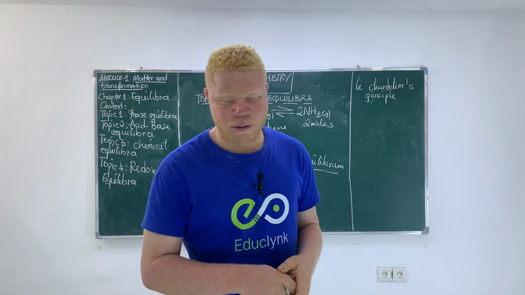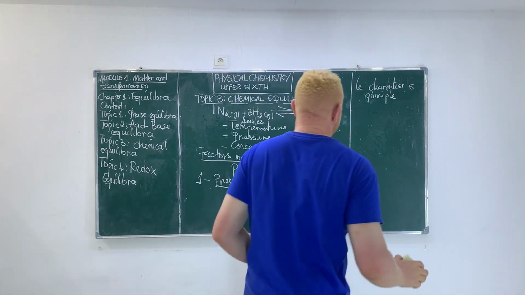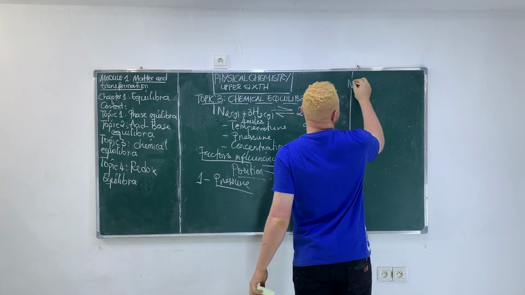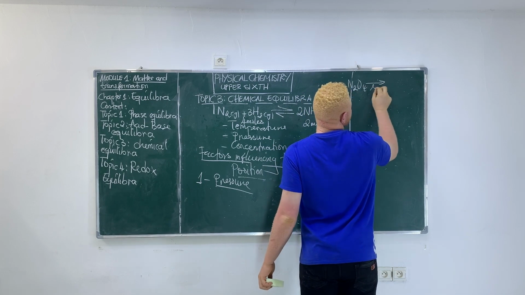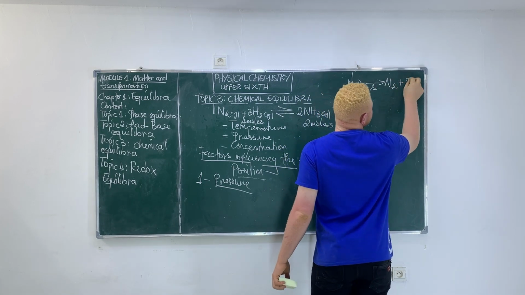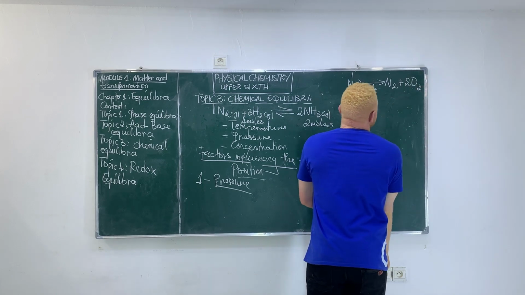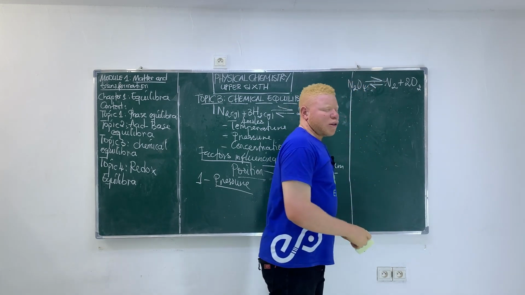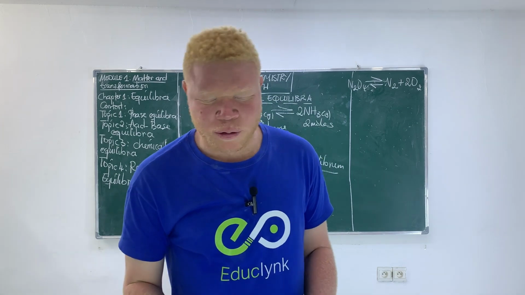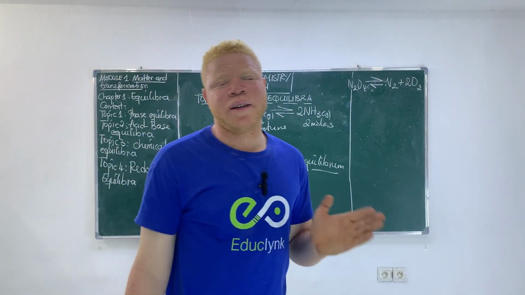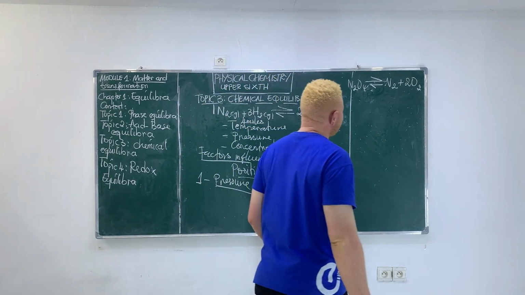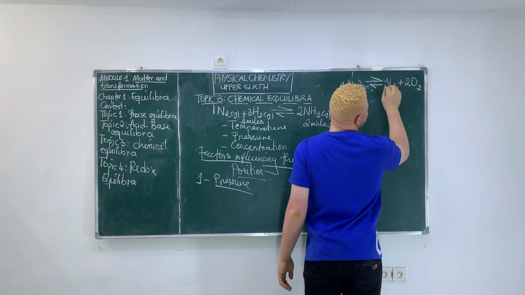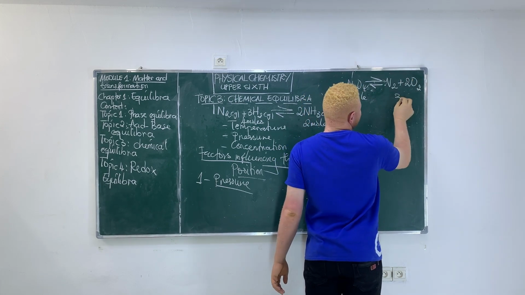So let's see another reaction, the decomposition of N2O4 to give N2 plus 2O2. Let's put a reversible arrow because the reaction is reversible. In order for us to know the effect of pressure on the equilibrium position, we check the number of moles on the left and the right. The number of moles on the left is 1. The number of moles on the right is 2 plus 1, we have 3 moles.